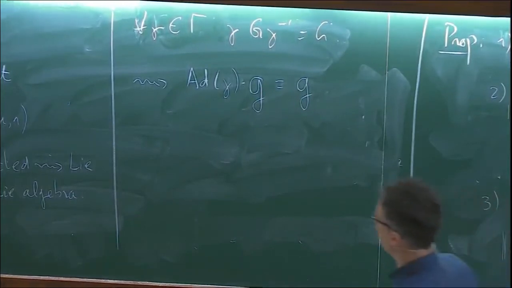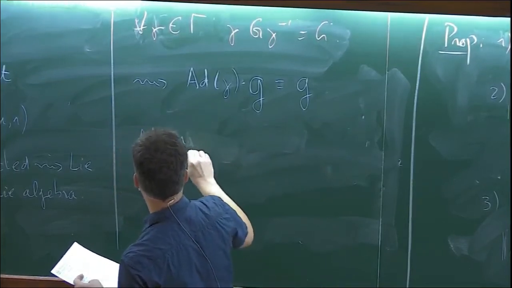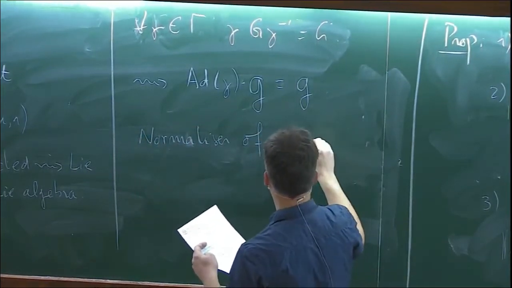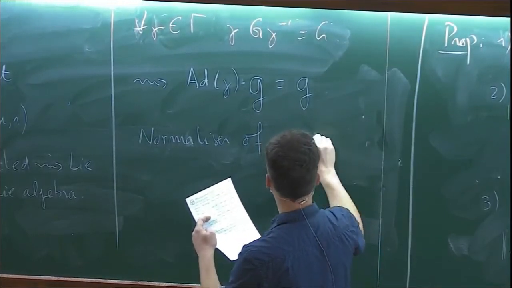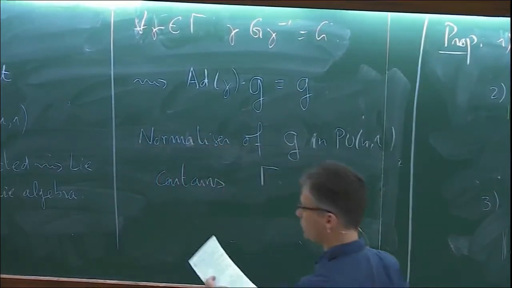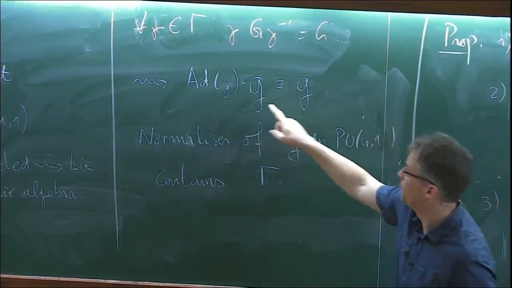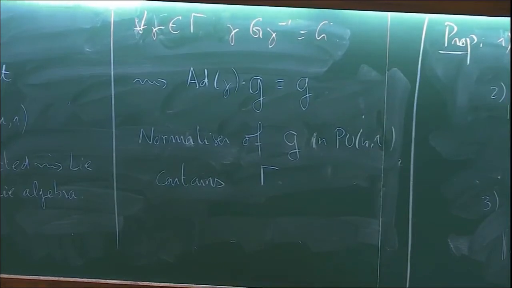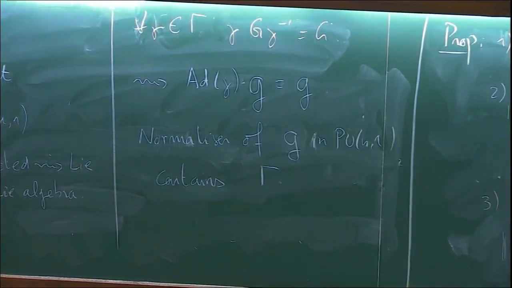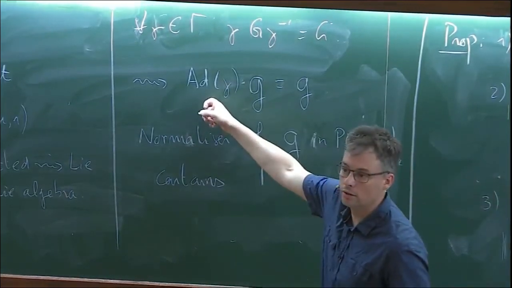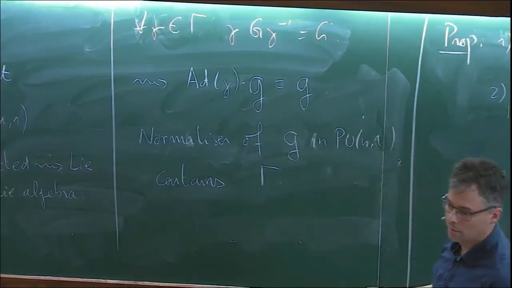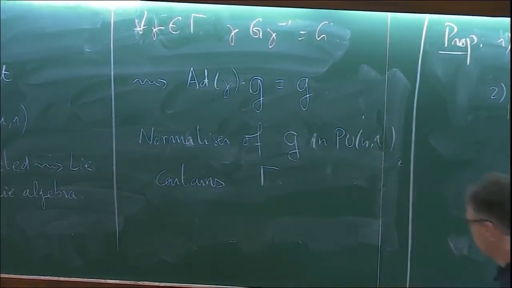Okay? In other words, the normalizer of g in PUN1 contains gamma. Okay? But now, when you look at this condition here, the normalizer of the Lie algebra. What I mean is just the set of, okay, maybe I shouldn't call this a normalizer, but then that's the set of gamma for which this is true. Okay?